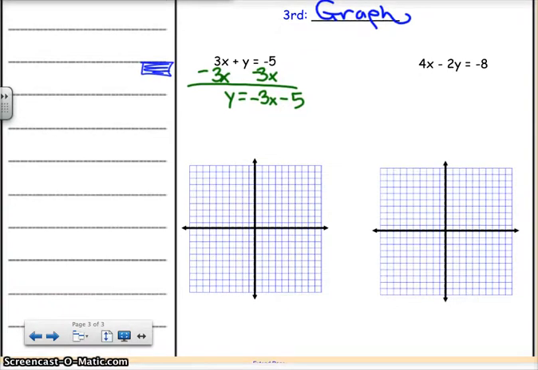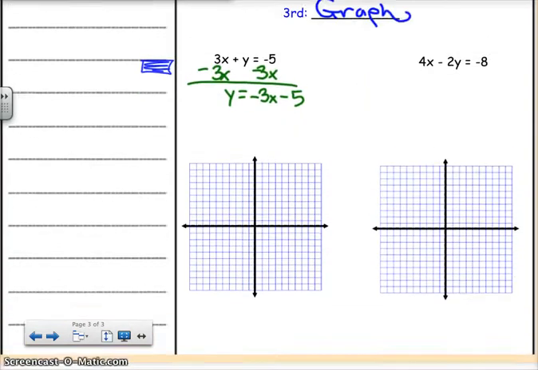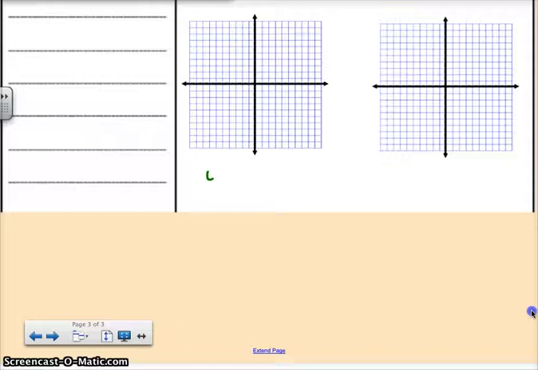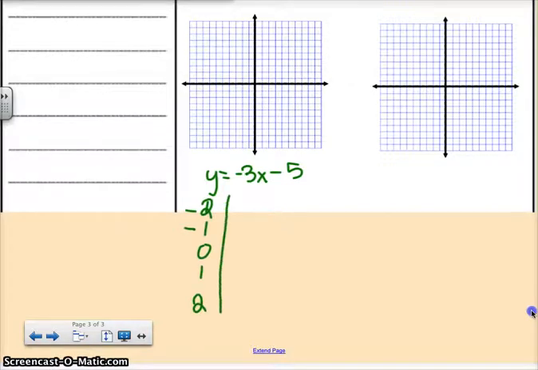So, y equals -3x minus 5. I'm just going to do -2 to +2. And this is where I just evaluate. This is where I just kind of plug in the -2 and evaluate. -3 times -2 is 6, minus 5 is 1. So I have the point -2, 1.